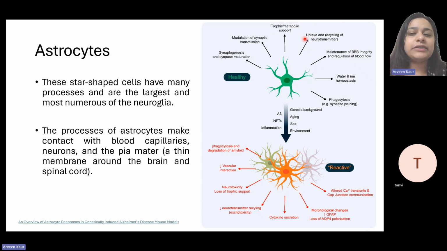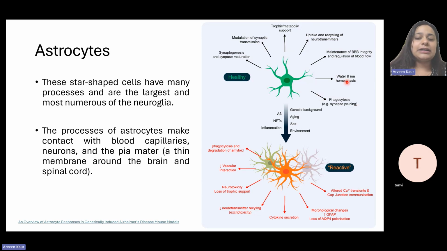Then it is also important for uptake and recycling of neurotransmitters. It is involved in that as well. It is responsible for maintenance of blood-brain barrier integrity and regulation of blood flow. As I told you, it is a part of the blood-brain barrier itself. Then it is responsible for water and ion homeostasis, again because it is directly in contact with blood and also in contact with neurons. It has multiple transporters present on its end feet over here, right? So they help maintain water and ion homeostasis. Also, it has a neuroinflammatory kind of role.